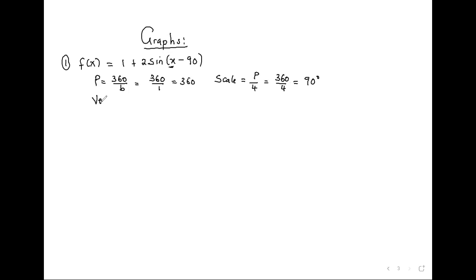The vertical shift is 1. For the horizontal shift, you get the inside and equate it to 0. So x minus 90 equals 0, so we get x equal to 90. The amplitude, they can ask you to state this. It is the absolute value of the coefficient of sine, which is just 2.